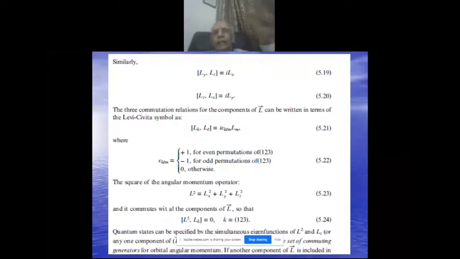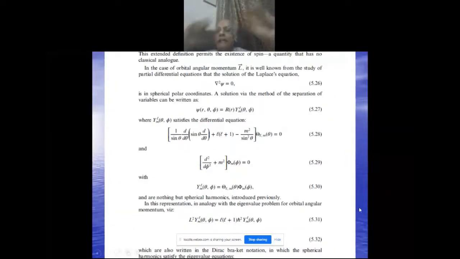So L squared is called a Casimir operator. These are simple facts which can be worked out in detail if you are interested. Now, L squared and one of the components can be used for labeling a state.